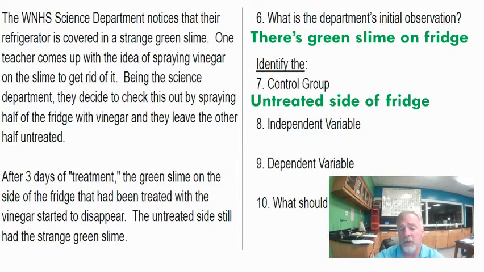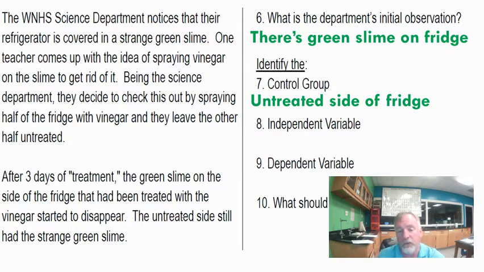Now our independent variable and our dependent variable, questions 8 and 9. Remember, independent is what we're changing. 9 is what we're measuring. Sometimes it's easier to identify the dependent variable than it is the independent variable. So maybe try that. What is it that we're measuring? Well, if we look in the last paragraph there, those 2 sentences tell us what we measured. After 3 days of treatment, the green slime with the vinegar started to disappear. We measured that. We observed that. The untreated side still had the green slime. Again, we measured that. We observed that. So that will be our dependent variable.